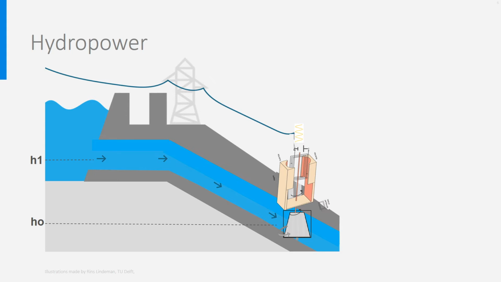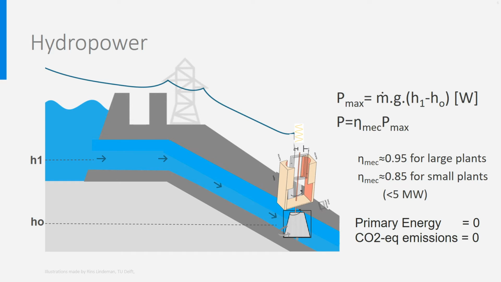It can also be done by storing water in a dam or reservoir in such a way that a continuous flow of water can be ensured. Those are the large hydropower plants with powers up to 20 gigawatt for the largest ones. The maximum power that can be extracted is the potential energy of the water flow rate falling from height h1 to height h2, and is therefore mass flow rate times gravitational acceleration, which is 9.81 meters per second squared, times height difference.